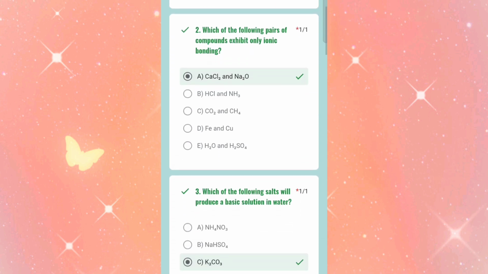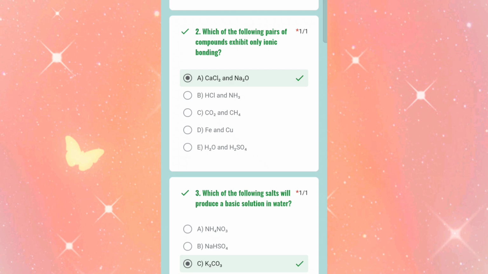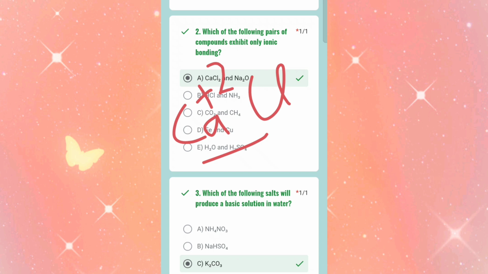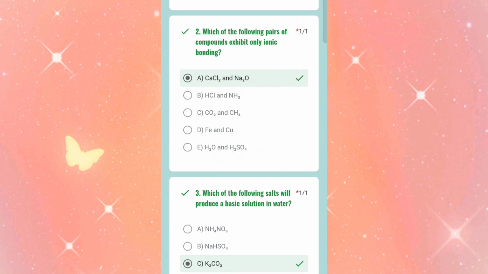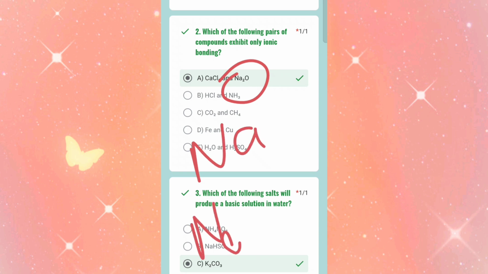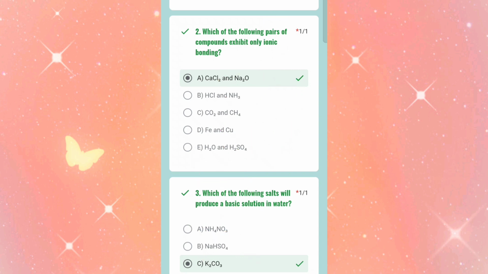Which of the following pairs of compounds exist only with ionic bonding? CaCl2. When calcium reacts with Cl, it loses two electrons and gives one electron to each chlorine atom. Okay, so an ionic bond is formed in this compound. Only an ionic bond is formed. Okay, in Na2O as well, two sodium atoms each lose one electron and donate to O, and O forms a 2-negative ion and the compound Na2O is formed. So the correct answer will be A.